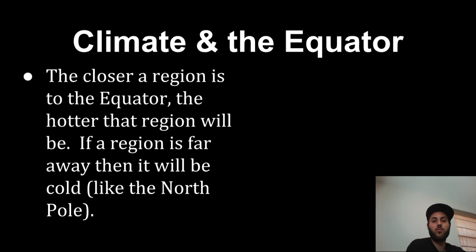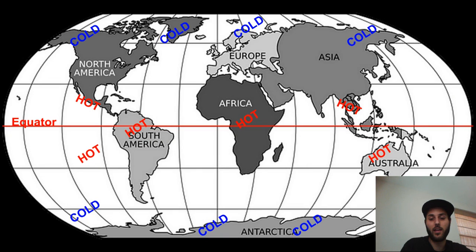One thing that you should have noticed is that places that were labeled hot are closer to the equator, and places that were labeled cold are further away from the equator. So the closer a region is to the equator, the hotter that region will be. And if a region is far away, then it will be cold, like the North Pole or like Antarctica.